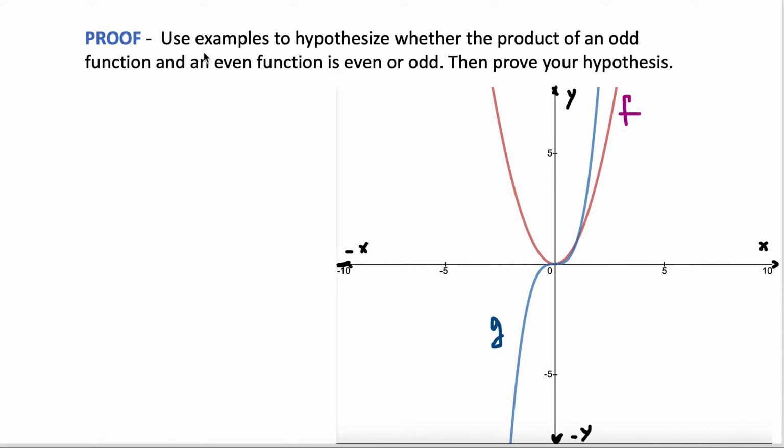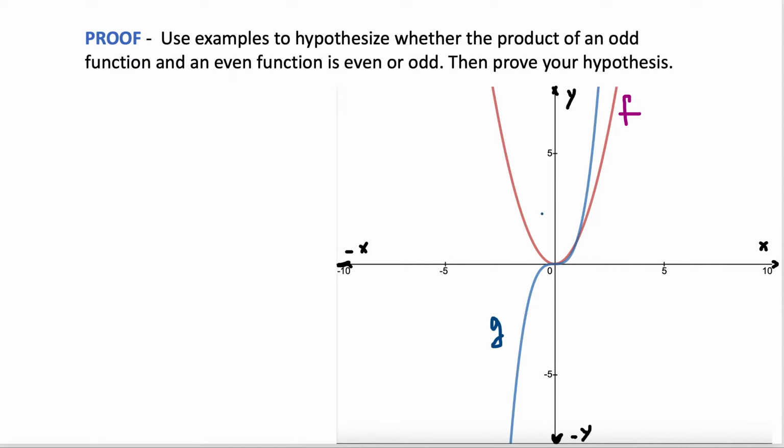Prove. Use examples to hypothesize whether the product of an odd function and an even function is even or odd. Then prove your hypothesis. First of all, let me take here one pen. We took a parent function f, which is x squared. The parent function of a quadratic function, x squared, is an even function.